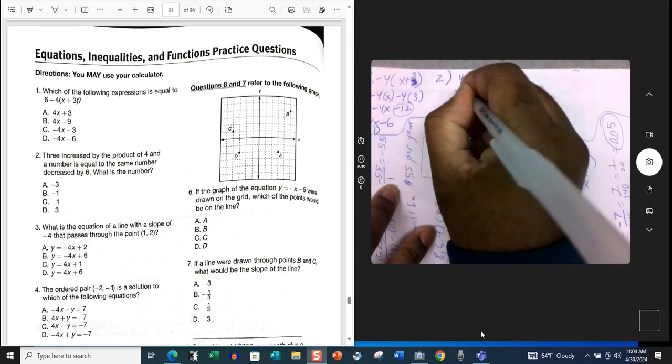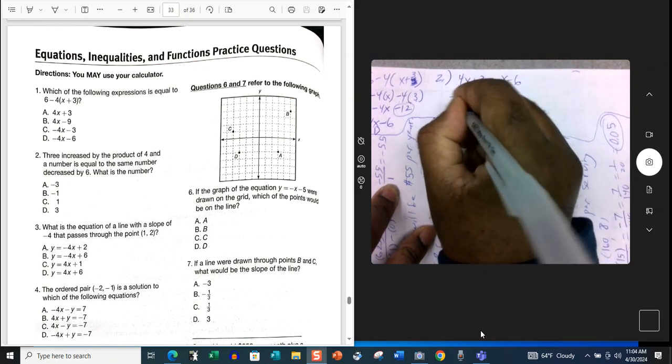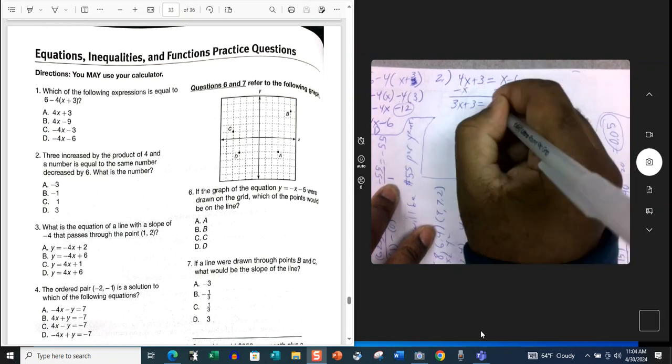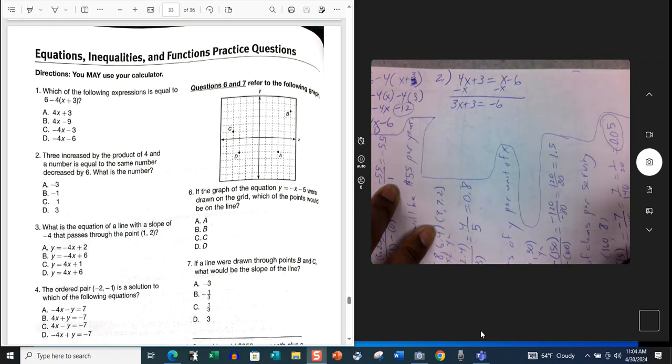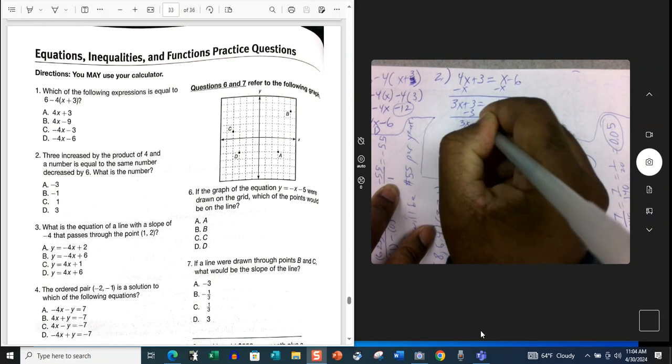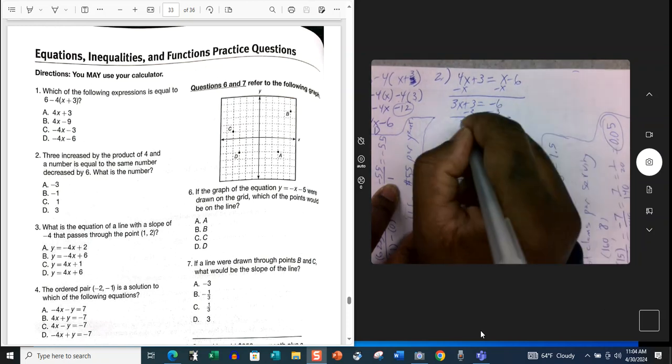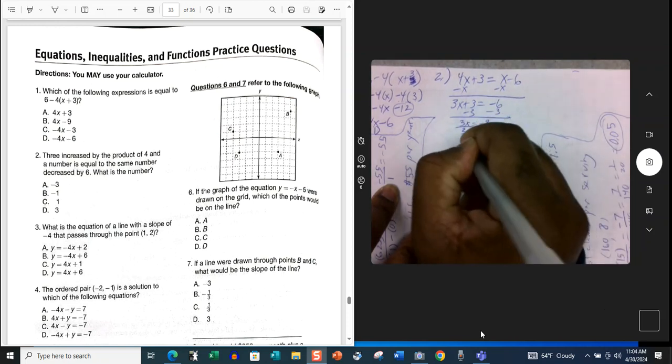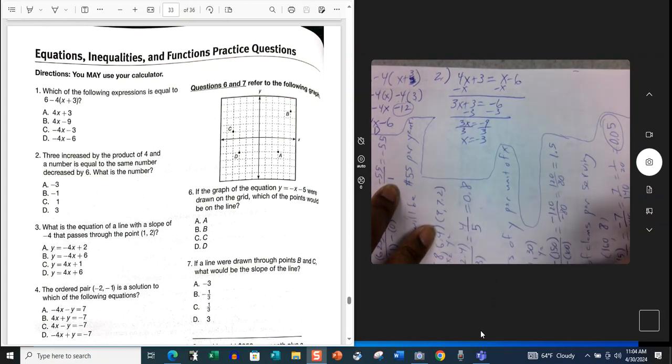So we will subtract x on both sides. We get 3x plus 3 is equal to negative 6. We will subtract 3 on both sides, and 3x equals negative 9. Divide each side by 3, and x is negative 3. And x is negative 3 is A. Okay, problem number 3. It says, what is the equation of a line with the slope of negative 4 that passes through the point 1, 2?